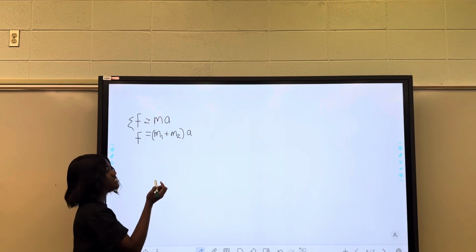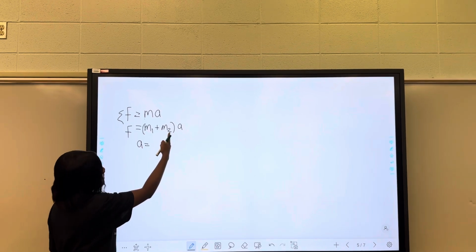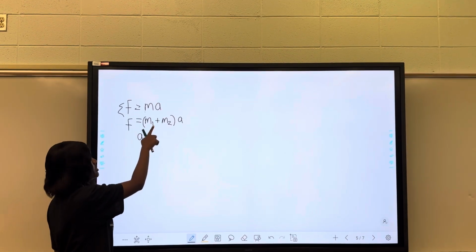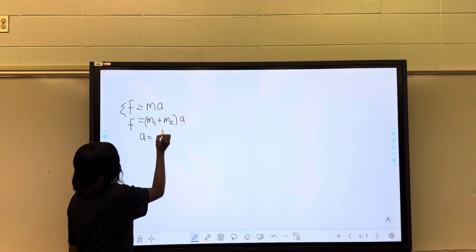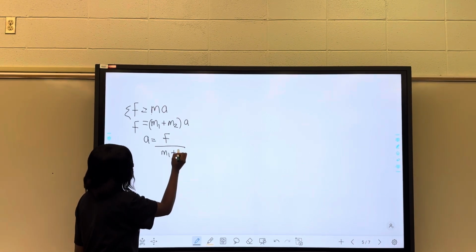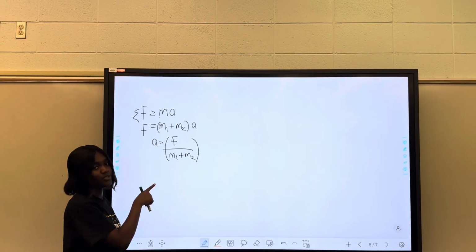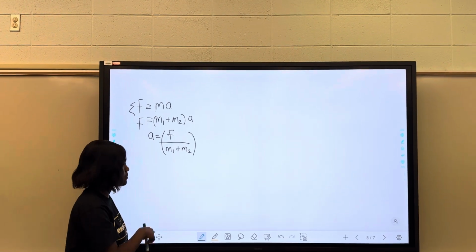From this, we can make acceleration the subject of the formula, and we do that by dividing both sides by the summation of the masses. So this would be the magnitude of the acceleration acting on the system.